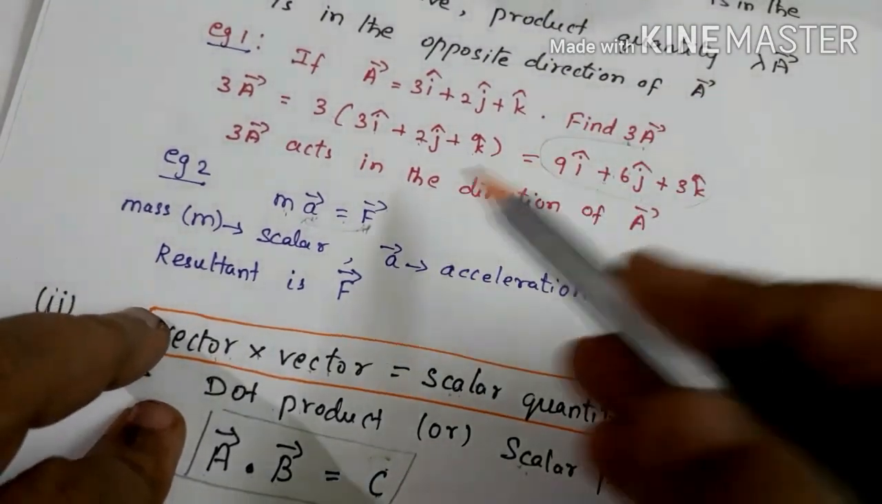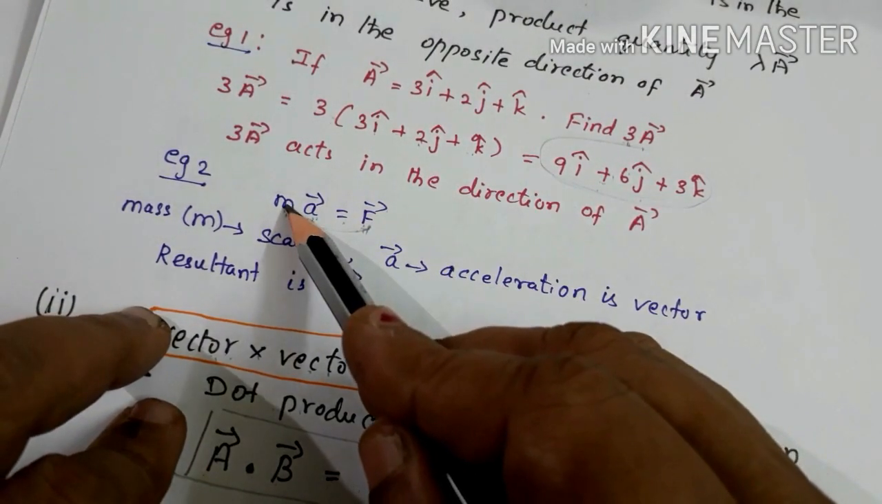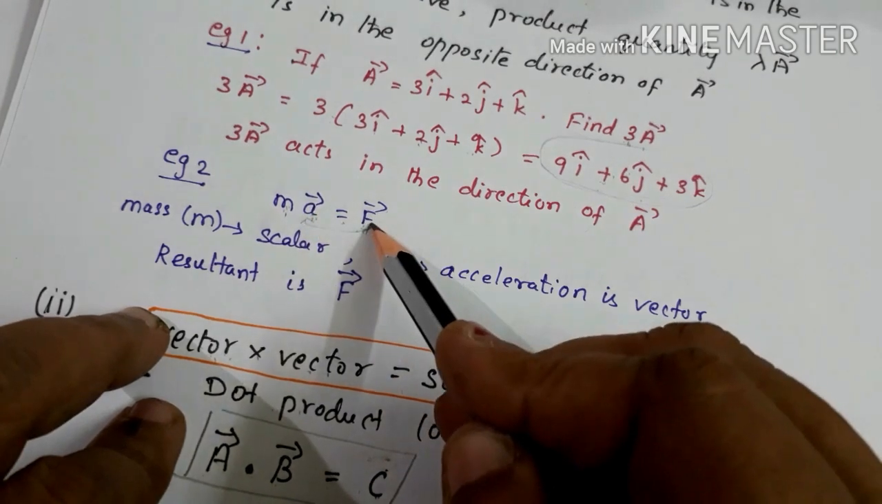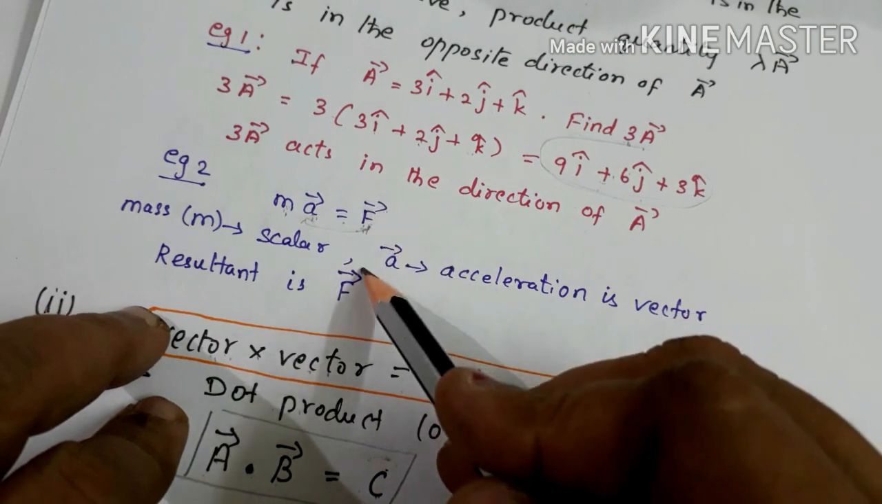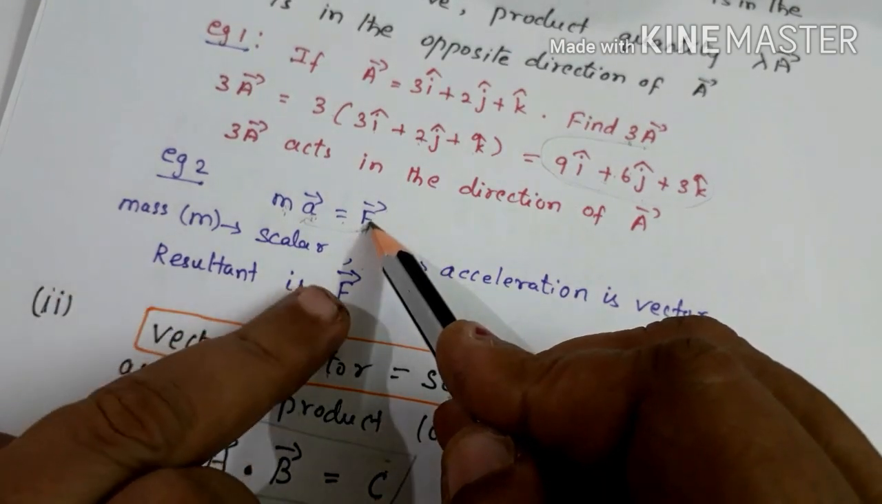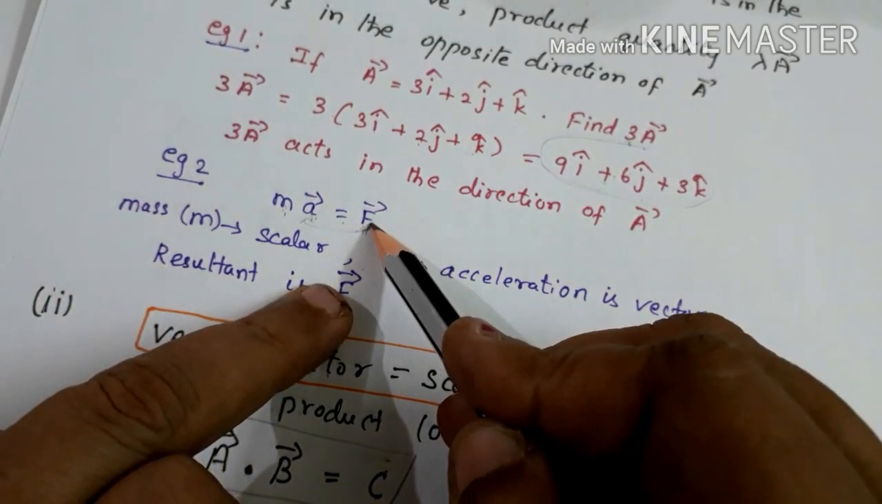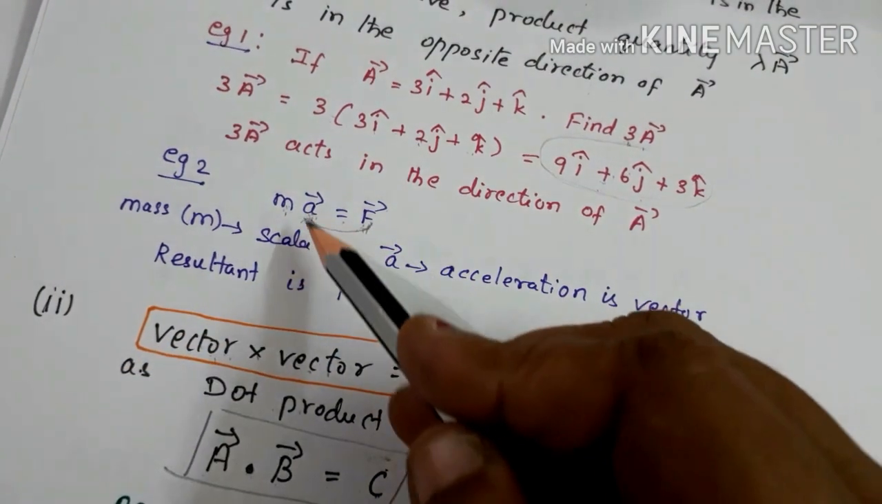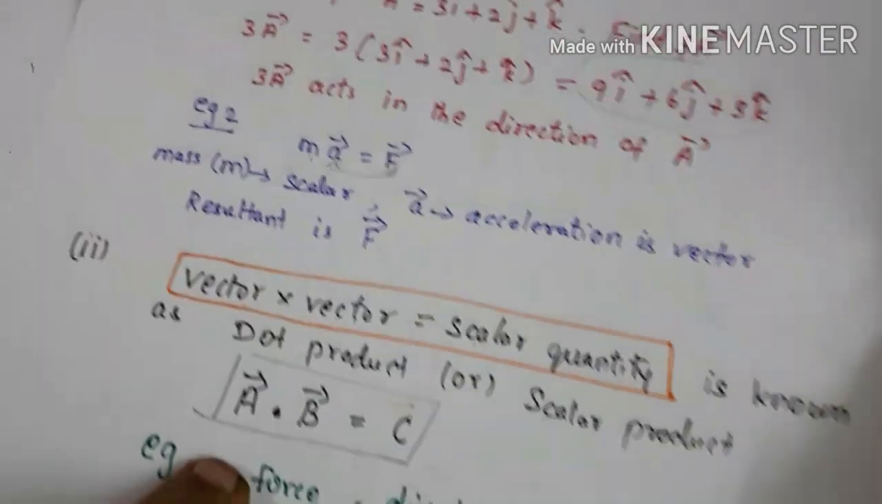You can consider another example, children. Mass is a scalar, it is multiplied with acceleration vector, so the resultant will be a vector quantity, that is F vector in this case. So what will be the direction of this F vector? Resultant vector F acts in the direction of a vector. Okay, now we will go to the second part.